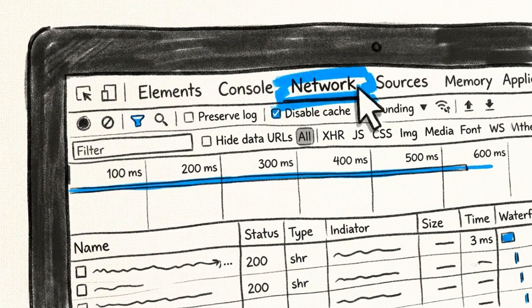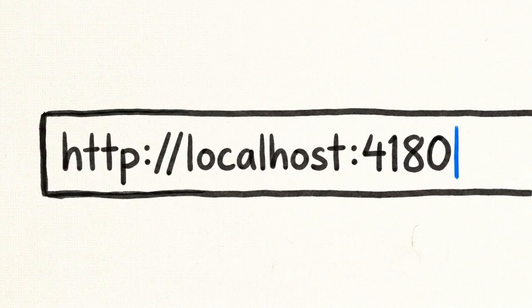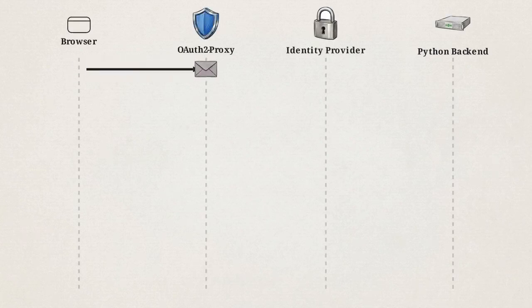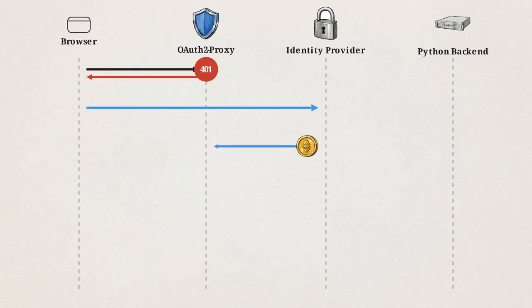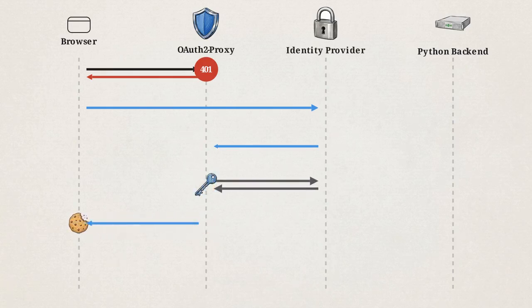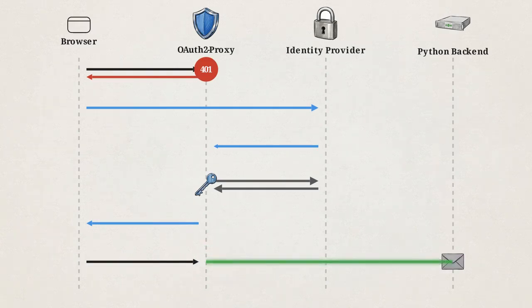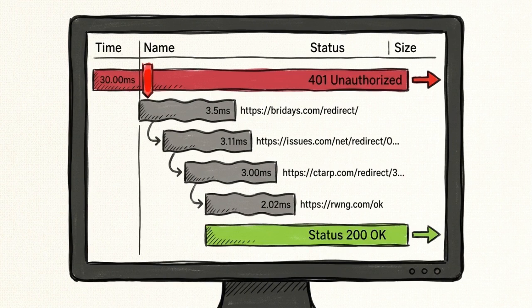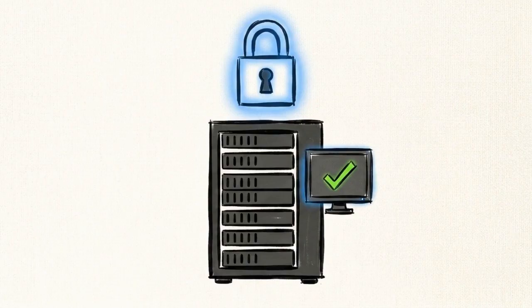To see the handshake occur, open your browser's Network tab and navigate to the proxy on port 4180. The proxy checks for a valid session cookie. Finding none, it issues a 401 unauthorized and redirects the browser to the identity provider. Once logged in, the provider returns the browser to our callback URL, carrying a short-lived authorization code. The proxy then exchanges that code for a token, sets an encrypted cookie in your browser, and forwards the original request to the Python backend. The Network tab confirms that the unauthenticated request was stopped at the edge, never reaching the application layer until the identity was verified. You have now secured an application without modifying its source code.